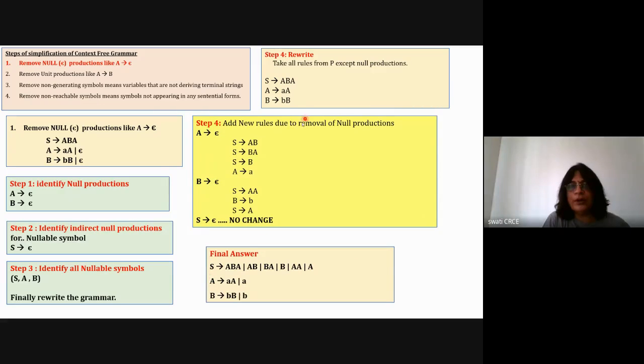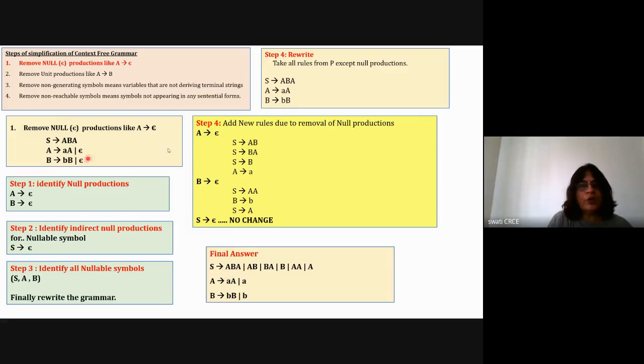S is equal to ABA, or capital AB, or capital BA, or capital B, or capital AA, or capital A. And A can be small a capital A or small a, and capital B is equal to small b capital B or small b. Okay, like this you have to rewrite the final answer.